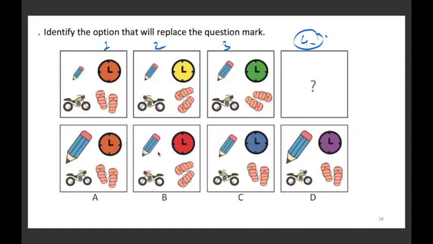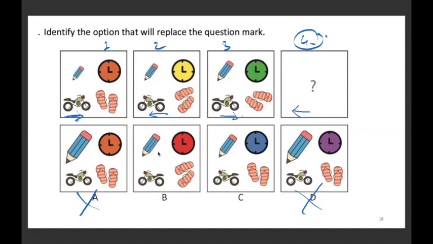Now, if you look at all the options, you'll find that the moped is first in this direction, then it comes in this direction. The bike then again goes in this direction, which means here it has to go in this direction, which means option A is wrong and D will also be wrong. Between B and C, when you compare it, the slippers are different. Also, the color of the clock is different.